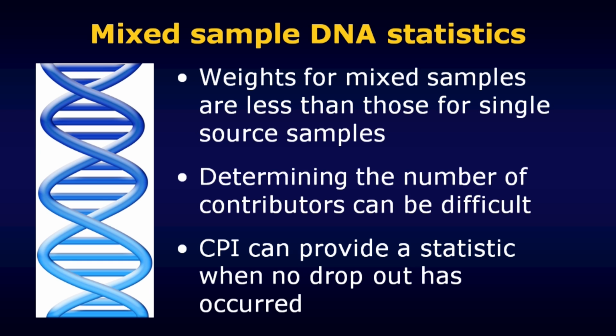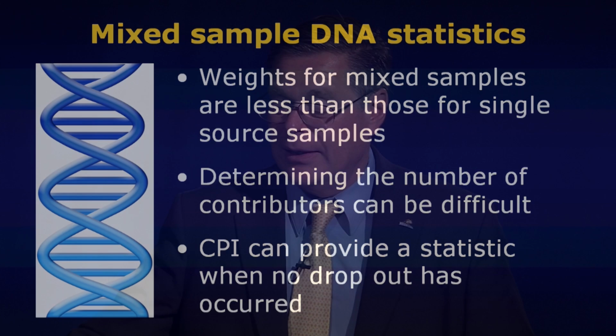I've talked with you here about how it is that it can be difficult to even determine the number of contributors to a mixture, and I think all DNA profiling experts agree, at least within the United States, that the CPI statistic can give us a useful weight to a mixed sample if we don't have to worry about the possibility of dropout. Right? So there is a statistical weight. It may not be as impressive a statistical weight as what we get for a random match probability, a single source sample, but there is still a weight that can be attached. And I think that brings us to the end.